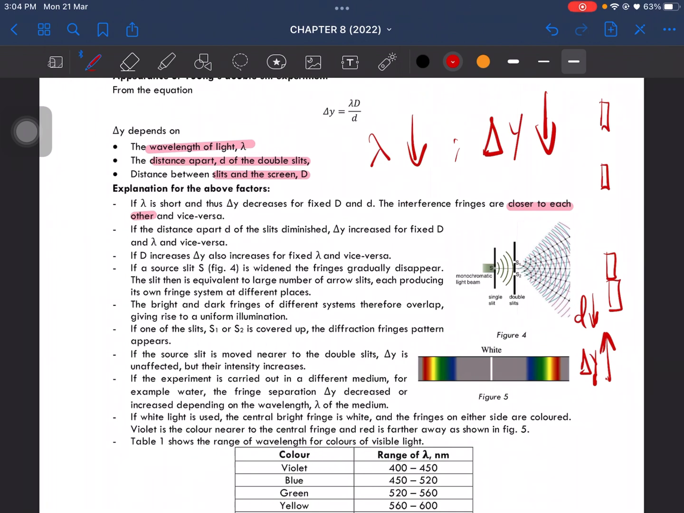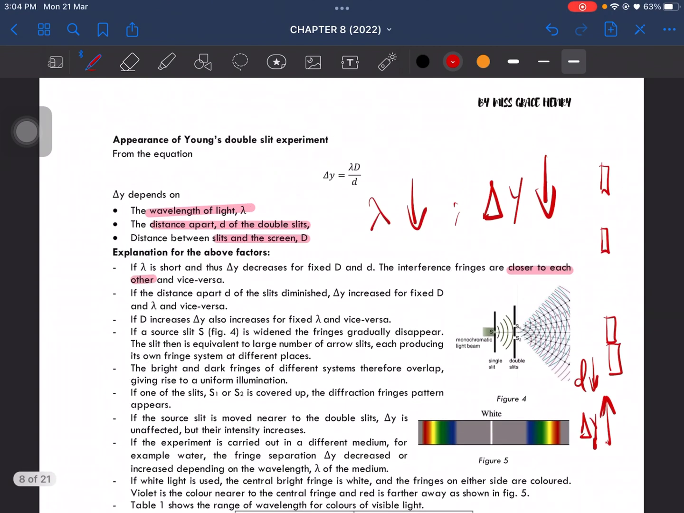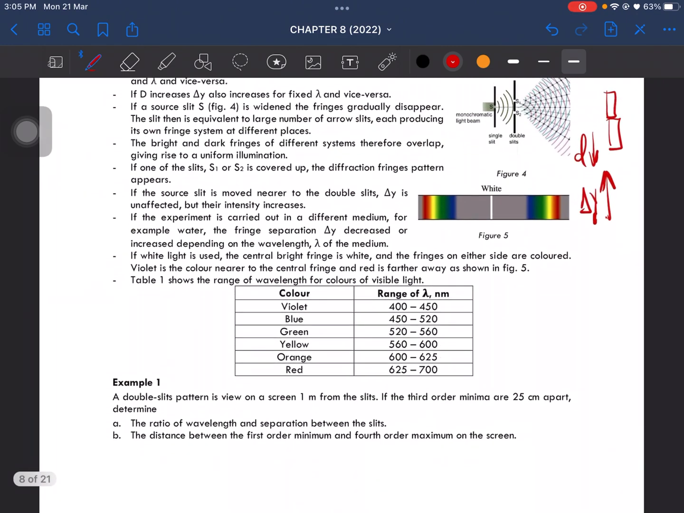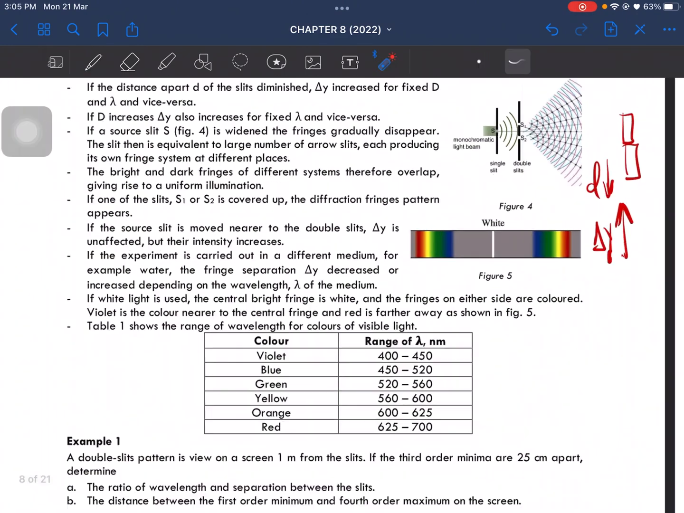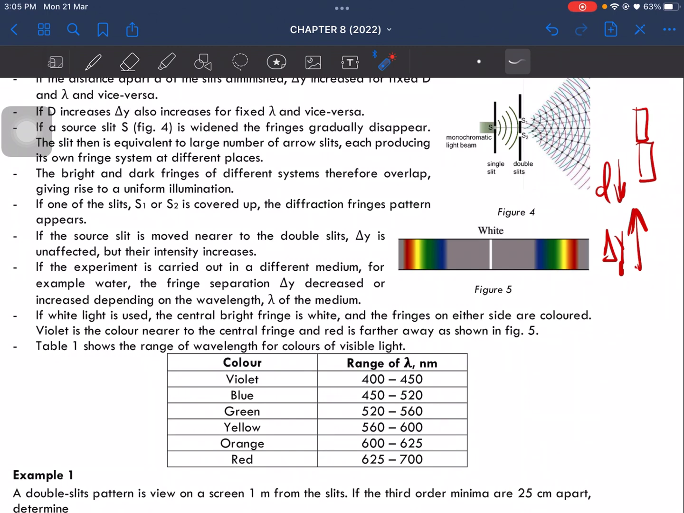And then for capital D, if both the wavelength and the slit separation are constant and the capital D is increased, the delta y would also increase. Okay, basically delta y is directly proportional to D, delta y is directly proportional to lambda. This is only valid when two of these are fixed. Delta y is inversely proportional to small d.